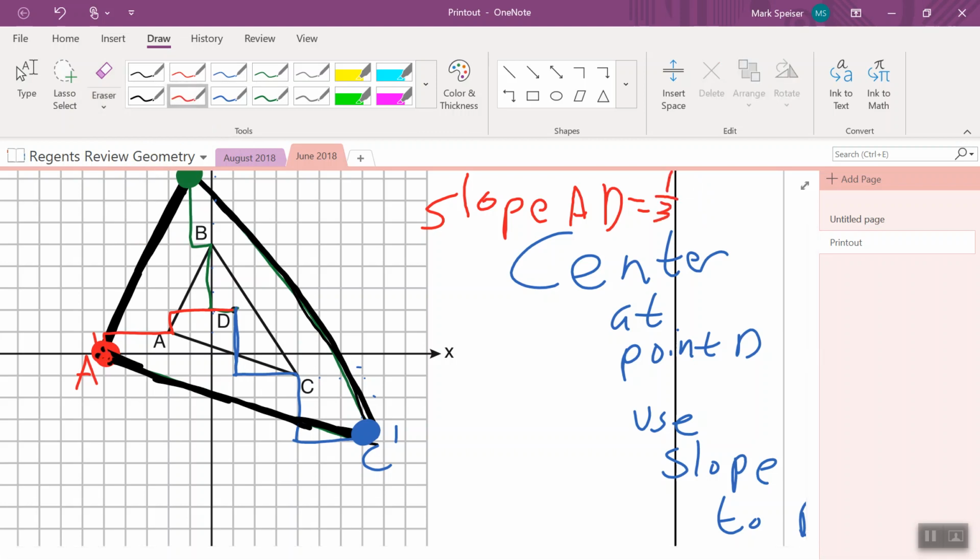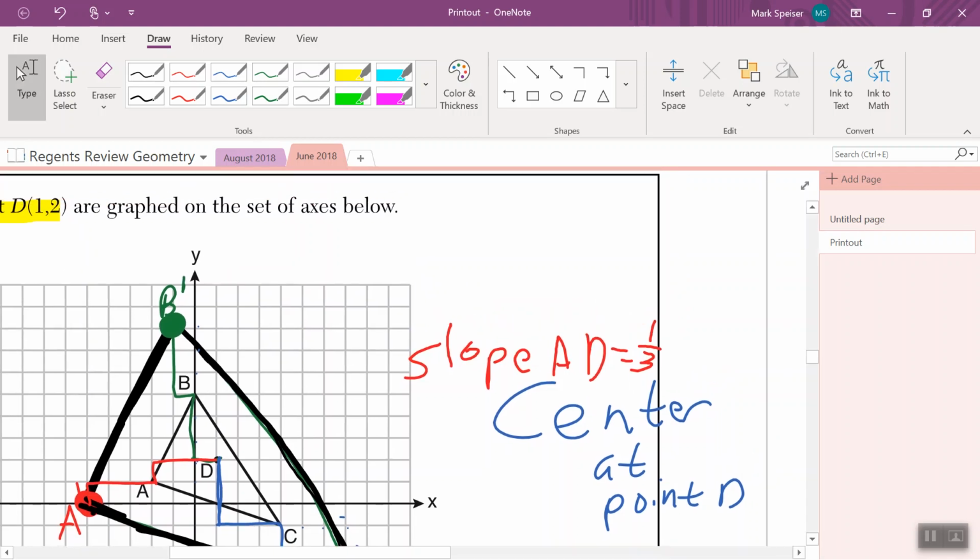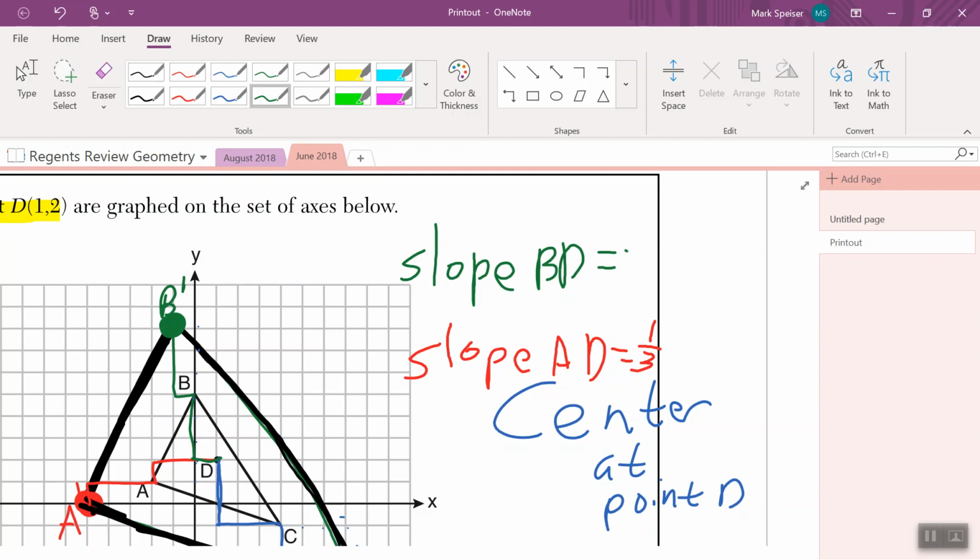Then you do the same thing for B, which is up 3, left 1, up 3, left 1, up 3, left 1, or left 1, up 3. Either order will be fine. And you get to that. So that slope is negative 3 over 1. So the slope, important, the slope of BD is negative 3. And you need these for this one.